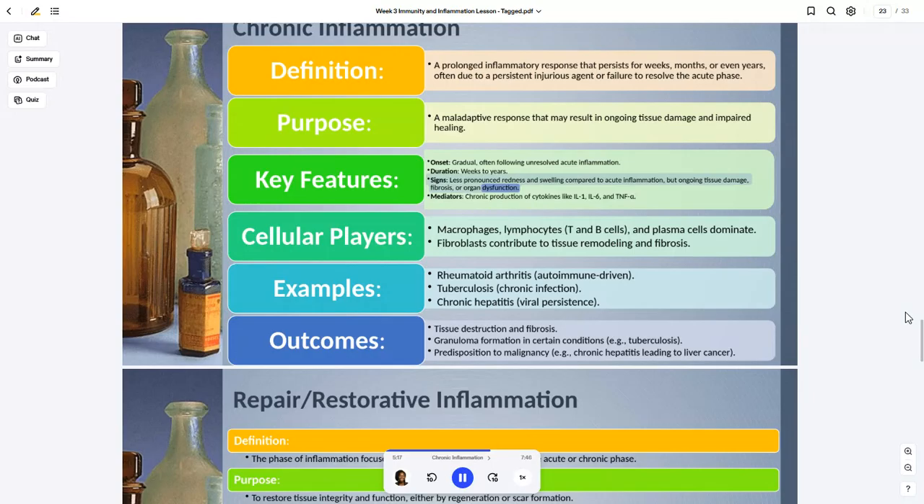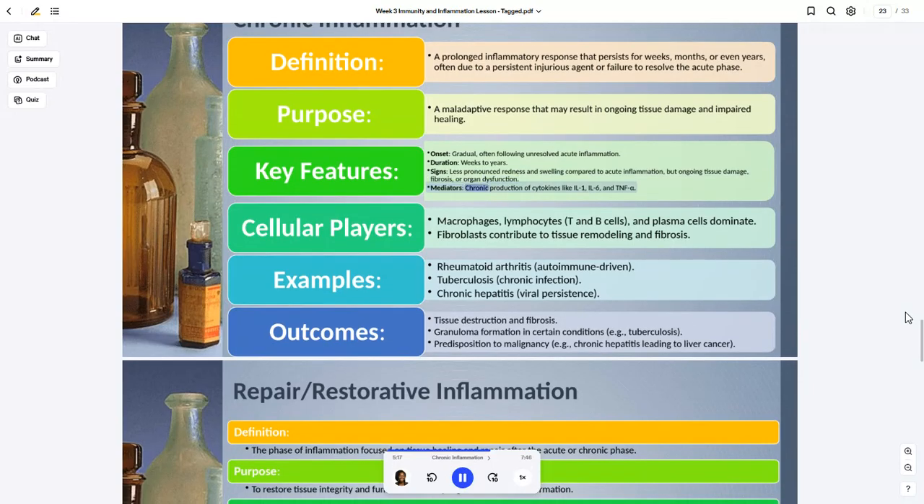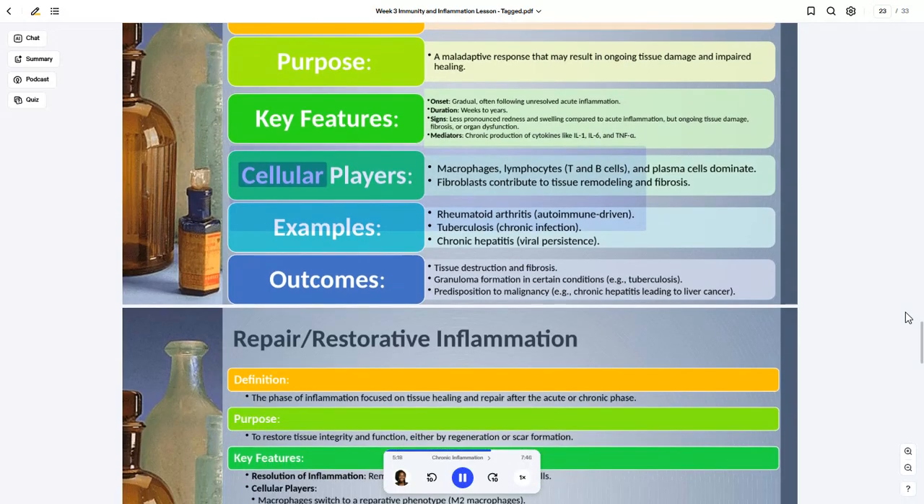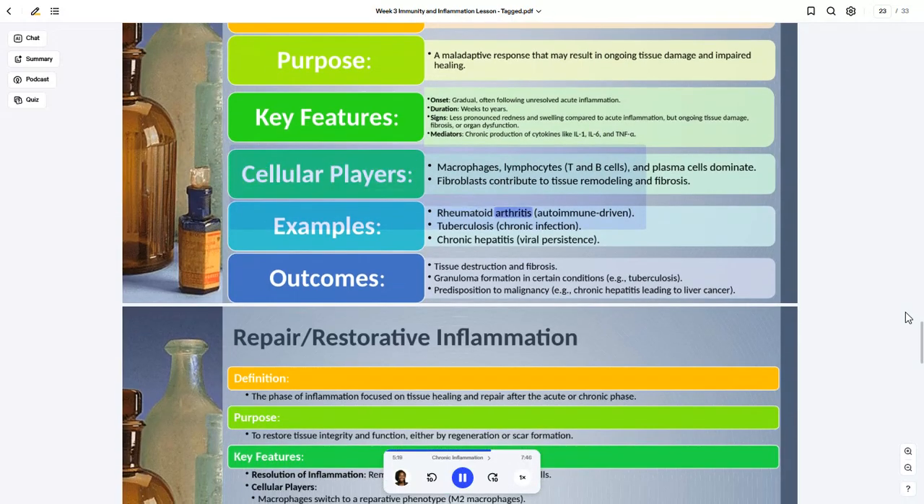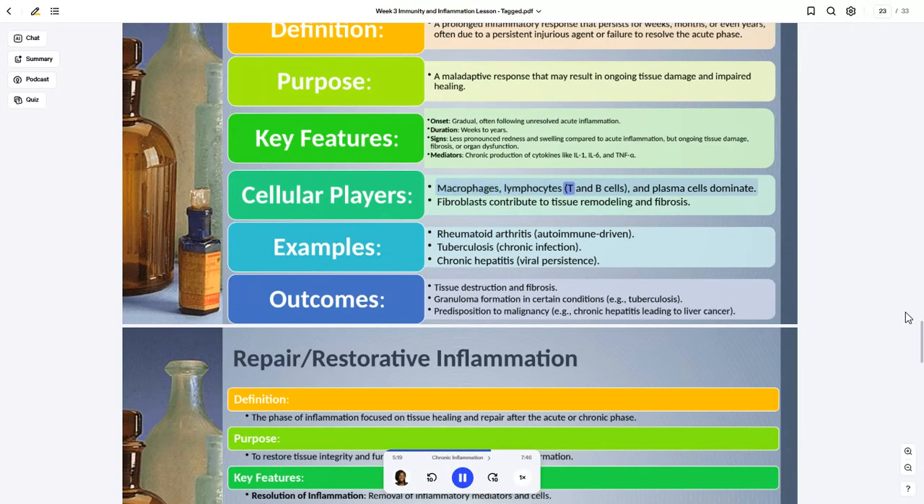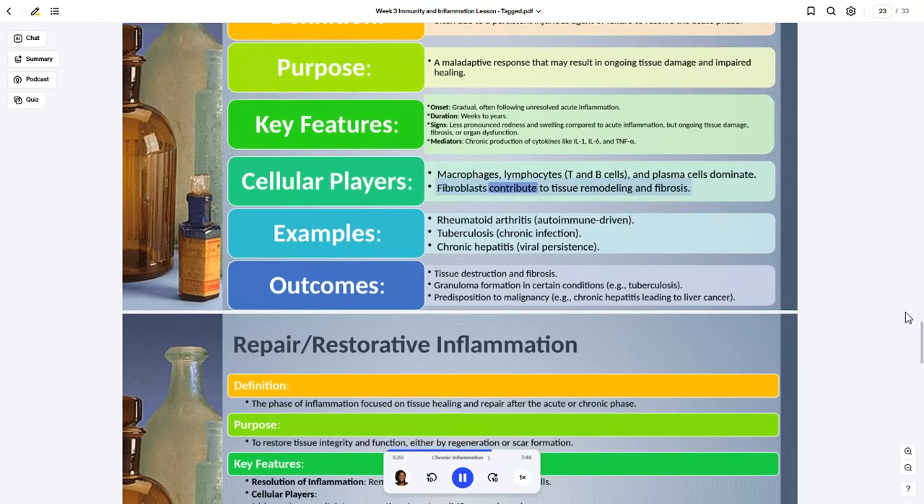Signs: less pronounced redness and swelling compared to acute inflammation, but ongoing tissue damage, fibrosis, or organ dysfunction. Mediators: chronic production of cytokines like IL-1, IL-6, and TNF-alpha. Cellular players: in rheumatoid arthritis, autoimmune-driven. Macrophages, lymphocytes, T and B cells, and plasma cells dominate. Fibroblasts contribute to tissue remodeling and fibrosis.